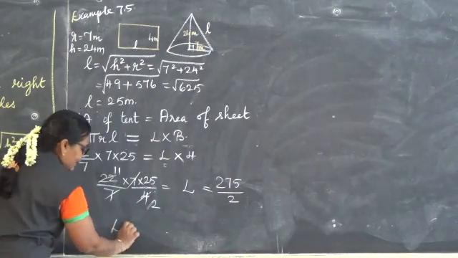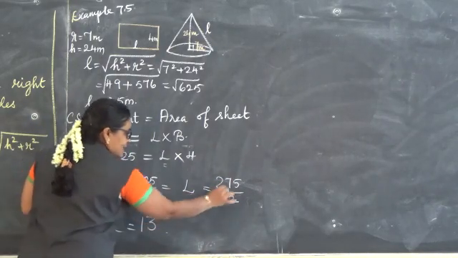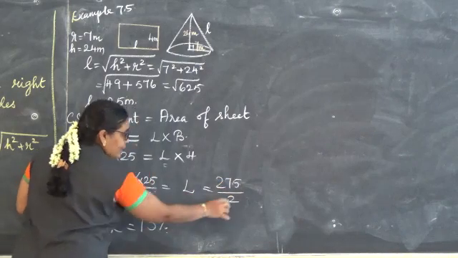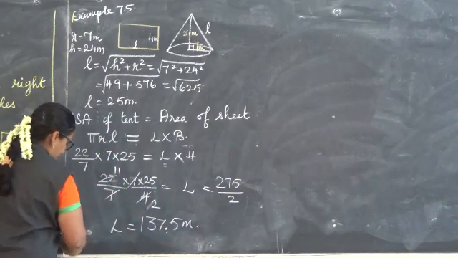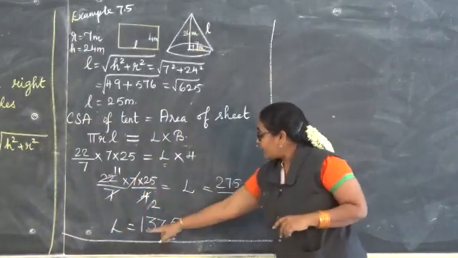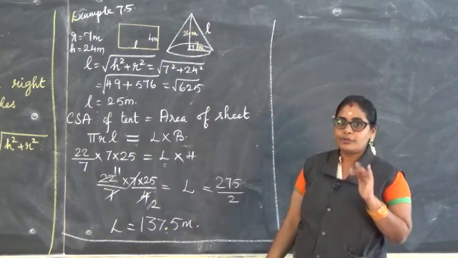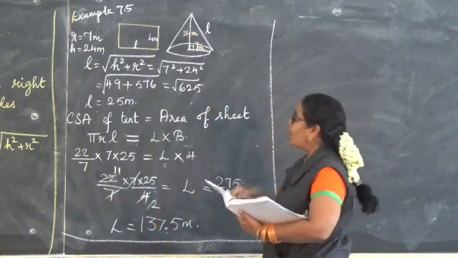So your length will be calculated as 7 times 3 2s are 6, 15, 7 2s are 14 and the remaining 0.5. It is meter. So your answer is the length of the canvas is 137.5 meter. Now the next one, example 7.6.